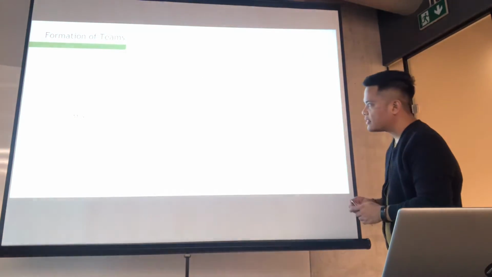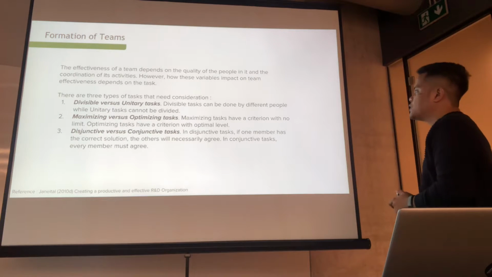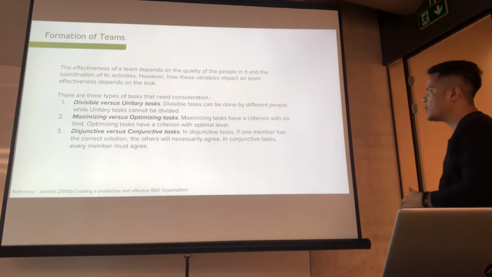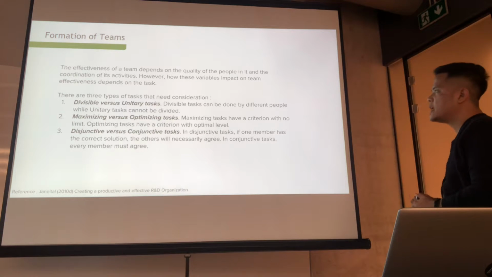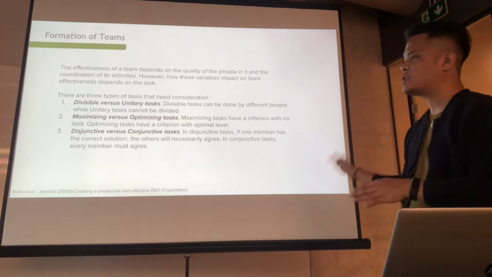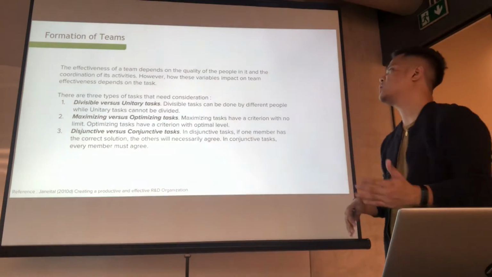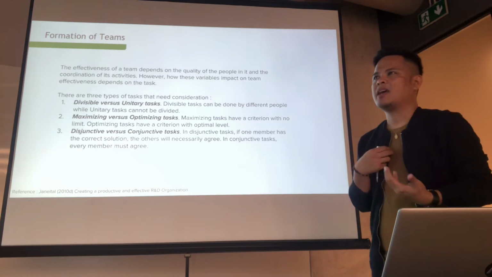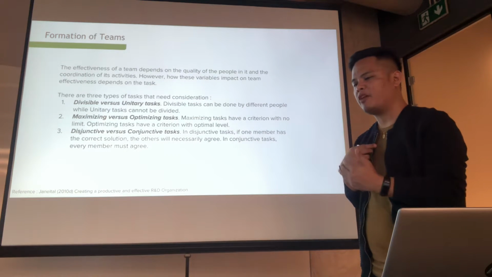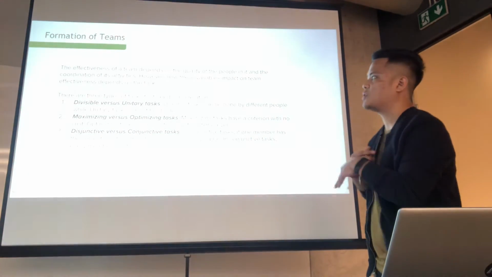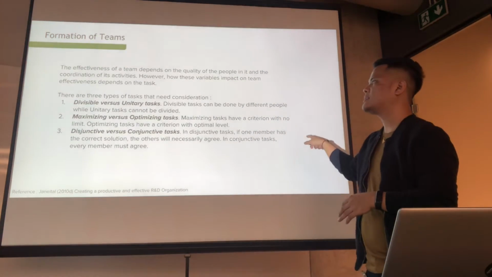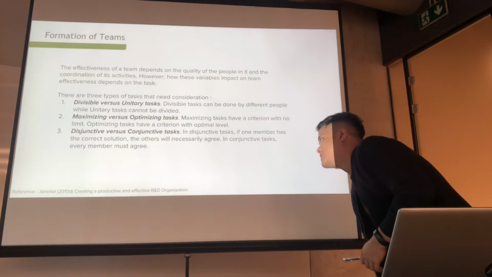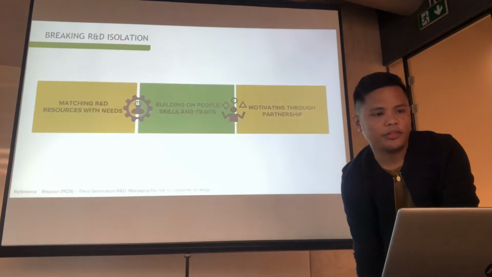Number 3 is disjunctive versus conjunctive task. So what is this? So for disjunctive task, if one member has the correct solution, the others will necessarily agree. In conjunctive tasks, every member must agree. So if you will notice to this one, disjunctive is really more on free will ng isang tao, while conjunctive is parang you are requiring them to agree kahit alam mo na hindi naman pala, na pwede naman palang hindi. So it's more parang to a certain level of leadership, mas democratic si disjunctive versus kay conjunctive. But with respect to the task, for me personally, disjunctive task is better than conjunctive tasks.